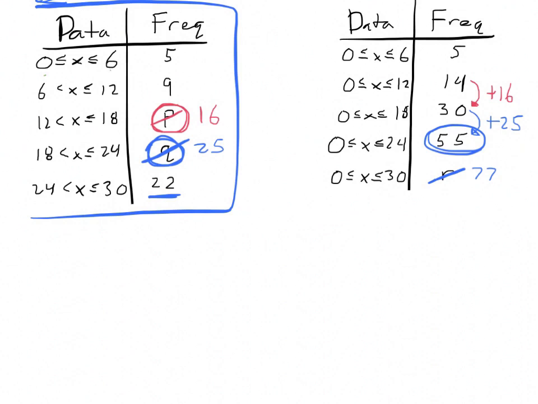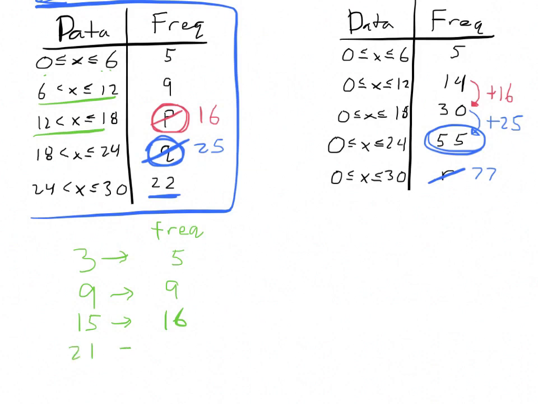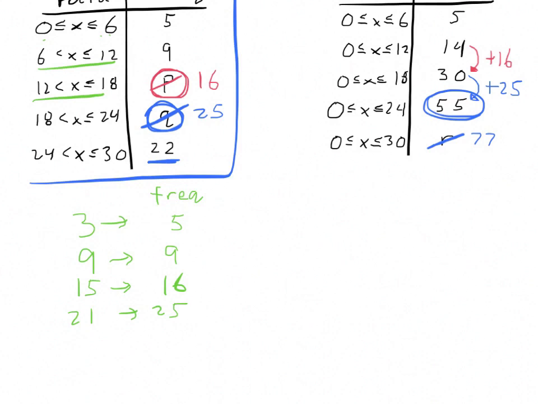So between 0 and 6, the average is 3, and the frequency of that 3 is 5. In the next grouping from 6 to 12, the average is 9, the frequency is coincidentally also 9. Between 12 and 18, you've got 15, and it's 16. The next one is 21, and there are 25 of those. And the final one is 27, and there are 22 of those.